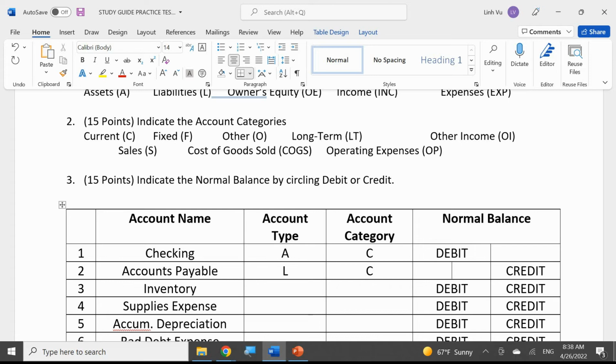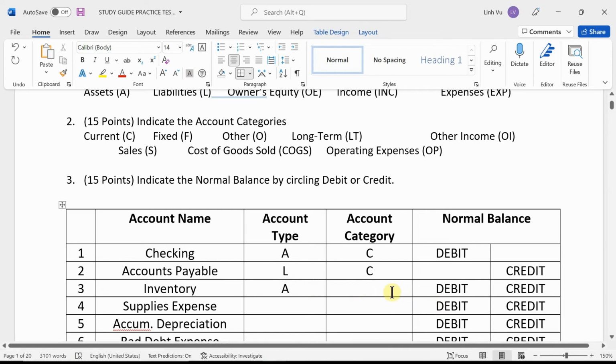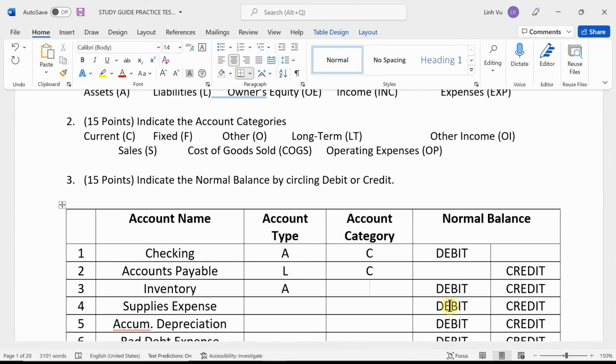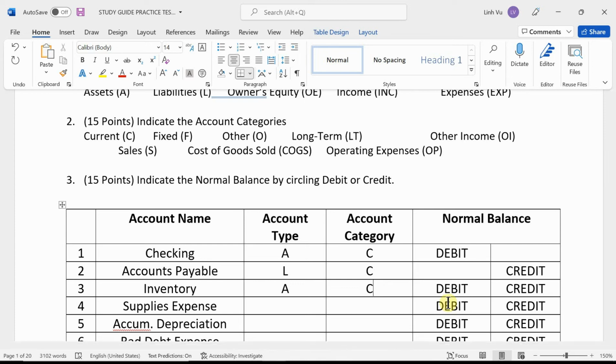What about inventory? Asset. Yes, you own the inventory items before you sell them. Now, what kind of asset would it be? Current, because all you have to do is sell it and you get instant cash out of it. And what kind of normal balance would this have? Debit. It would have a debit balance.